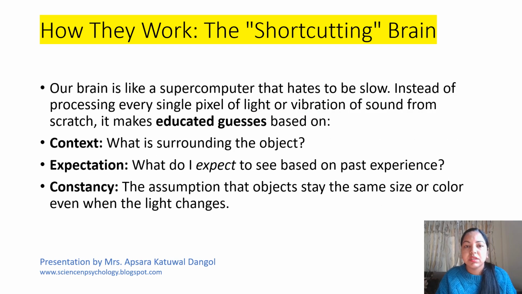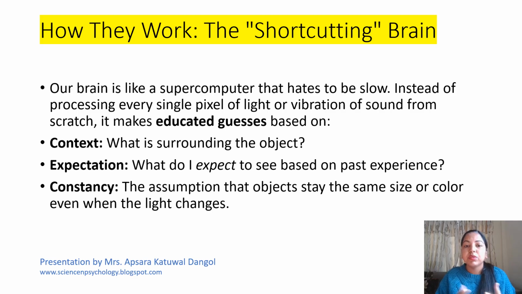So how does this work? Why does our brain use shortcut methods? Our brain is like a supercomputer, but it has to be fast. It doesn't process every single pixel of light or vibration of sound from scratch; it makes educated guesses. So it works on context, expectation and constancy.